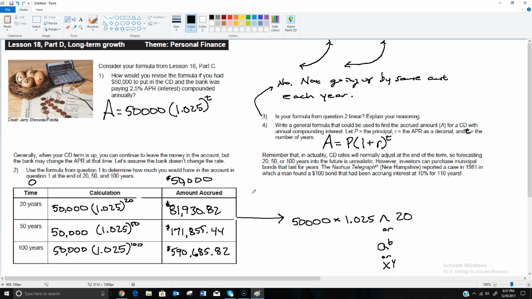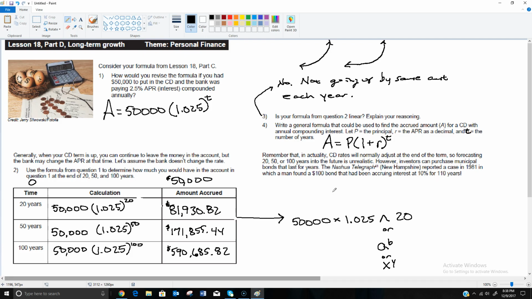Then last little note here, it says, remember that in actuality, CD rates will normally adjust at the end of the term, so forecasting 20, 50, or 100 years in the future is a little bit unrealistic. However, investors can purchase municipal bonds that last for years. The Nashua Telegraph in New Hampshire reported a case in 1981 where a man found a $100 municipal bond that had been accruing interest at 10% for 110 years.